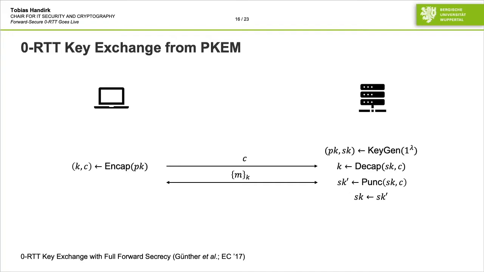Additionally, the server calls the punc algorithm and updates its secret key with the secret key sk prime resulting from the call to punc. So now let's imagine that an adversary compromises a server and obtains its secret key. Since the server always updated its secret key with the punc algorithm, the adversary is unable to decrypt any ciphertext it may have recorded previously. Moreover, if an adversary replays a message, the server is unable to decapsulate the ciphertext and thus cannot process the request a second time. Therefore, this construction achieves forward security and replay protection.